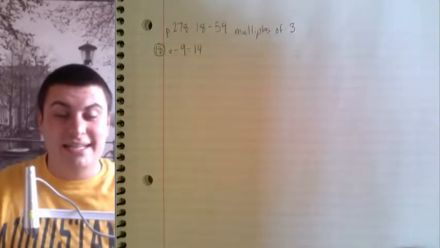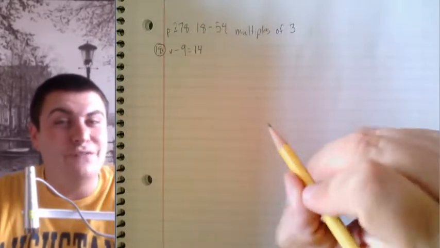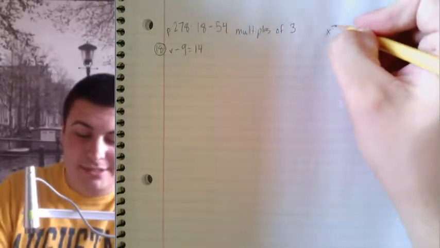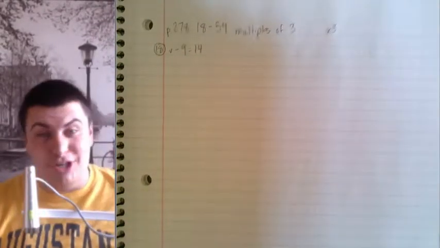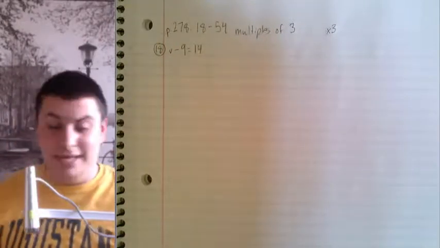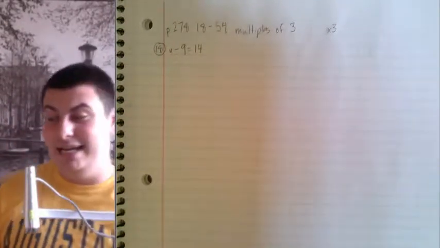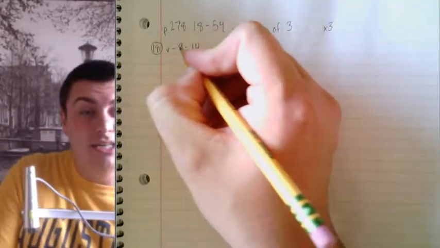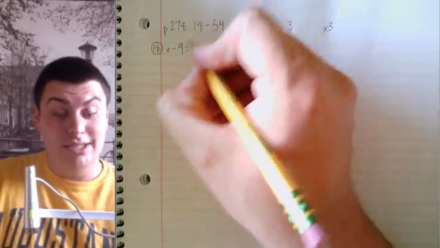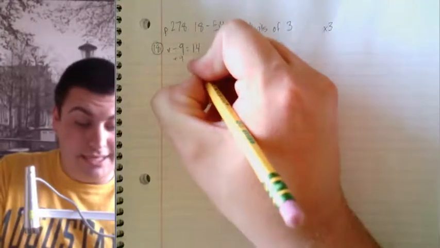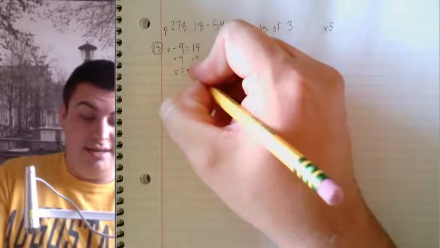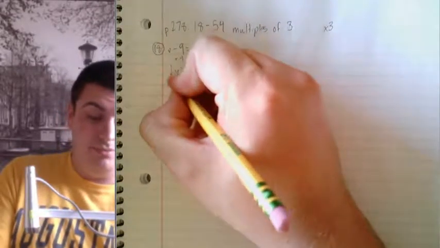All right, let's look at our practice problems for this. We are going to be looking at page 278, 18 through 54, multiples of 3. Multiples of 3, you might see times 3. That means we're doing every third problem. So we start with number 18, which says v minus 9 equals 14. So if we have subtraction, to undo that, we're going to do addition. So we're going to add 9 to both sides, so that v equals 23.